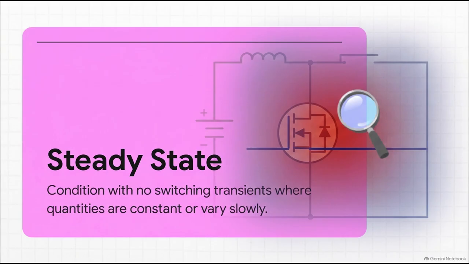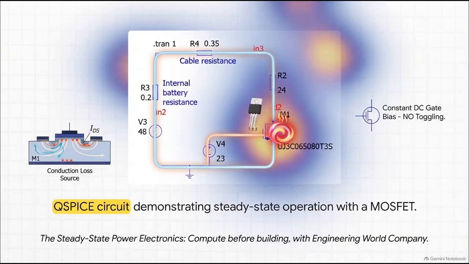For our MOSFETs, this means the device is in a permanently on state. It's a continuous, unbroken channel of conduction. To really ground this theory, this QSpice simulation schematic beautifully illustrates our baseline in action. Notice the UJ3C series MOSFET on the right side there? It's being kept constantly on by a steady DC source with absolutely zero rapid toggling of the gate. By intentionally isolating the system from dynamic switching losses, any inefficiency we observe here is purely a structural characteristic of the circuit and the component itself.